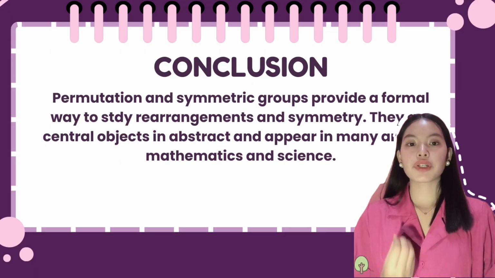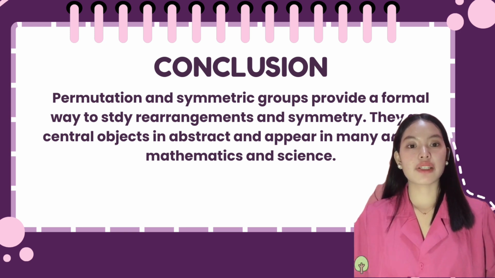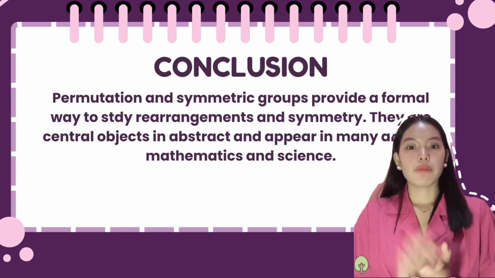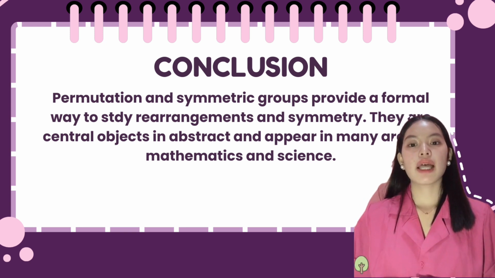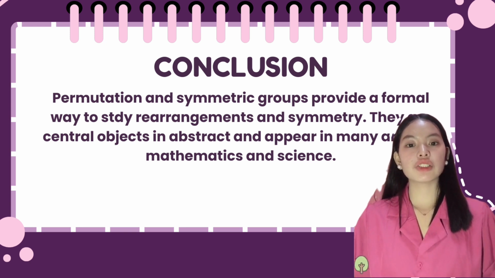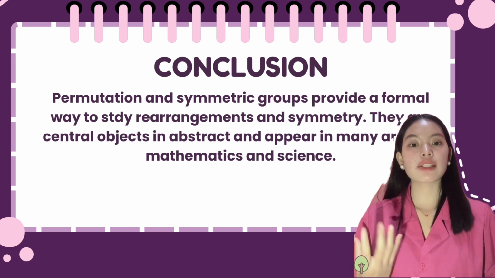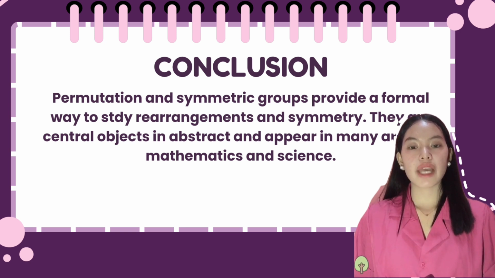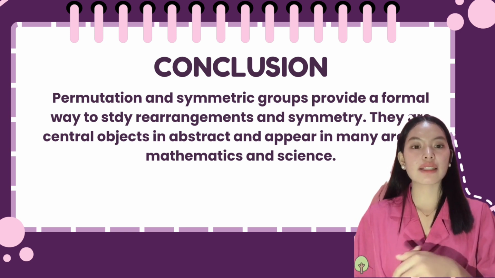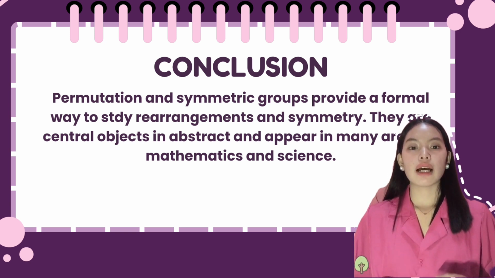So permutations and symmetric groups provide a formal way to study rearrangements and symmetry. They are central objects in abstract algebra and appear in many areas of mathematics and science. In summary, permutations show how to rearrange elements. Permutation groups structure these rearrangements into a group, and symmetric groups include all possible arrangements. By verifying the four group axioms, we see that symmetric groups are proper groups. They have wide applications in mathematics, science, and even real-life situations. Understanding them is fundamental for anyone, especially those studying abstract algebra.